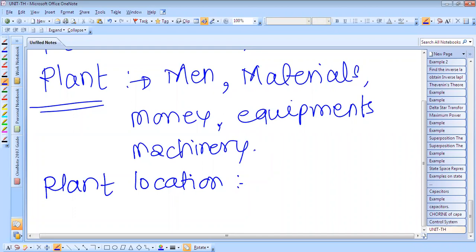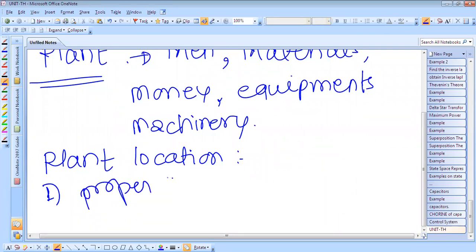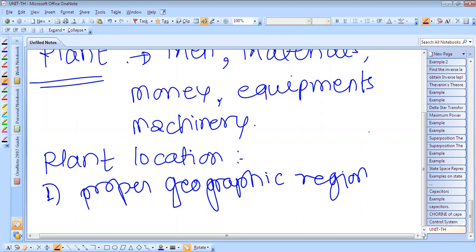The plant location involves two major activities. First, we have to select the proper geographic region, and second, selecting a specific site within the region. We have to select the specific site in that region.